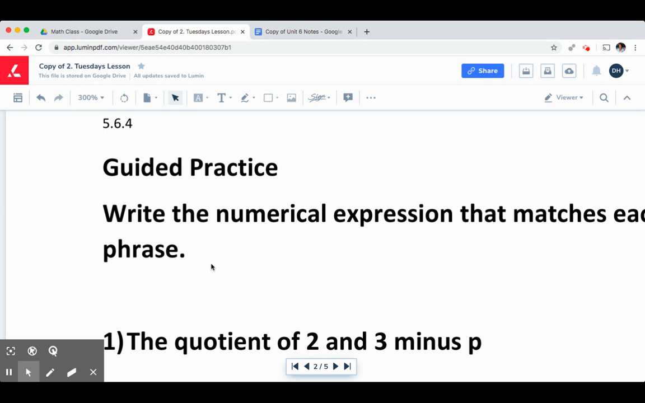Let's go over the guided practice together so that you can check your work. We were given phrases and we needed to write expressions that matched. So I want you to think back to what we did in our PST. Whenever you're given a phrase and you're writing an expression to match, what should you do on your paper in order to help you write the correct expression? Right, we need to annotate the phrase and we need to be able to pick out the words that tell us what operations we're doing.